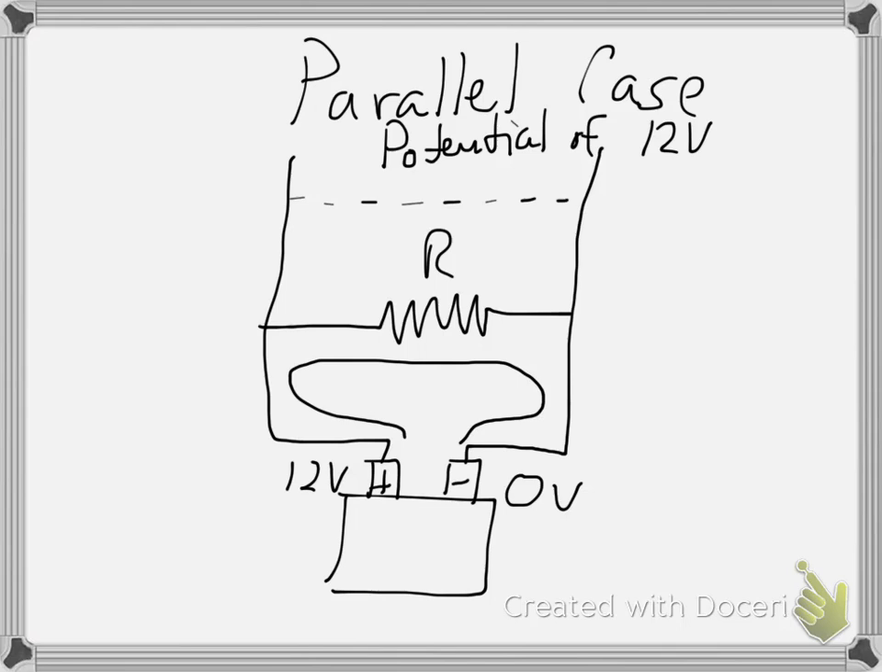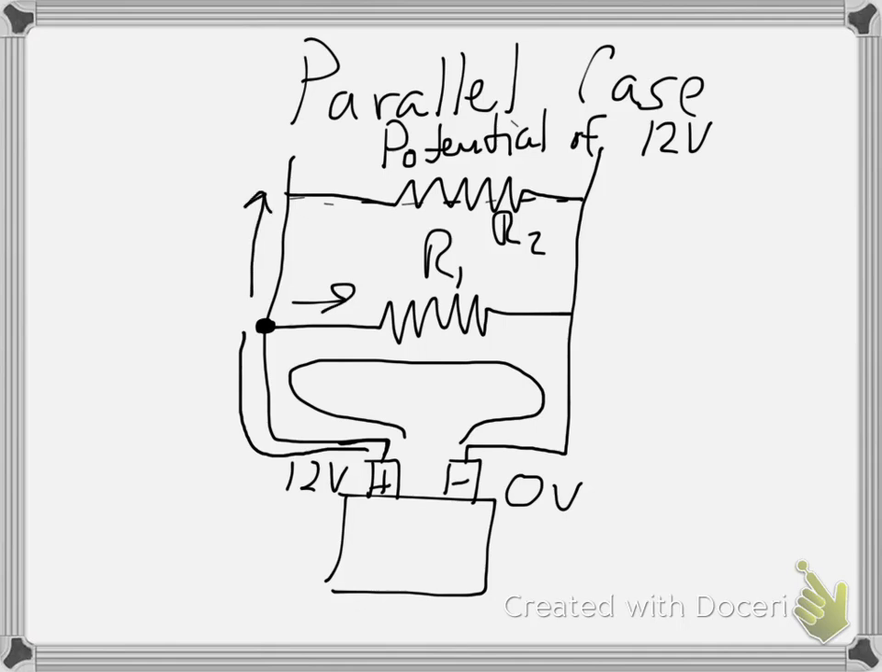All right? But what happens if up here I insert another resistor? Let's call this R1 and this will be R2. So what happens now if I have another resistor in here? Well, you can hopefully get a sense of what might happen. Some current is going to leave the battery, and when it comes to this junction right here, it will split off, and some of it will go this way, and some of it will go this way.